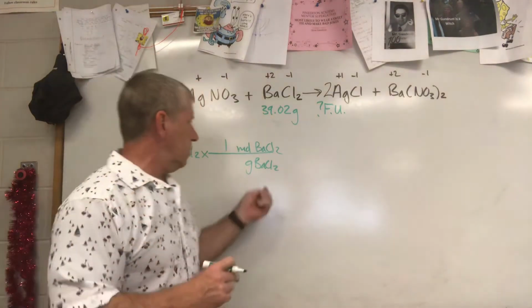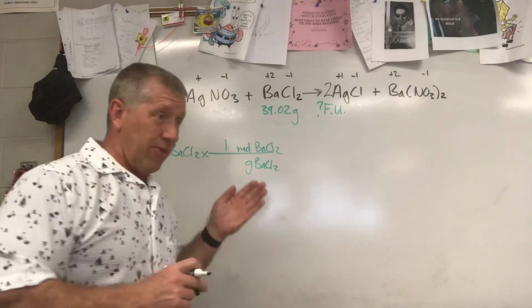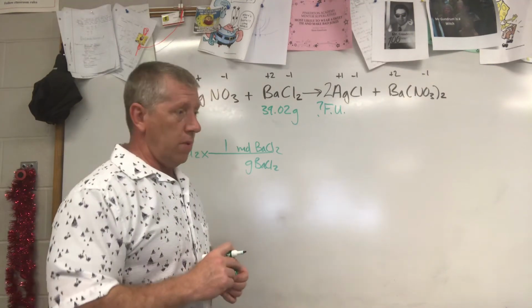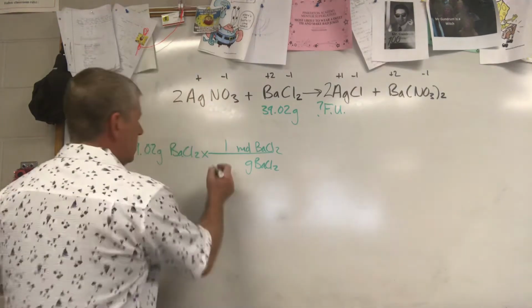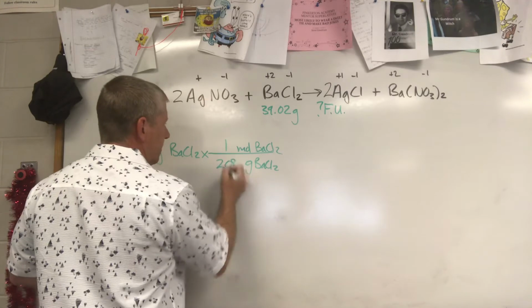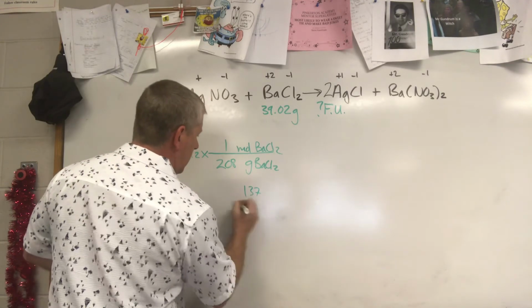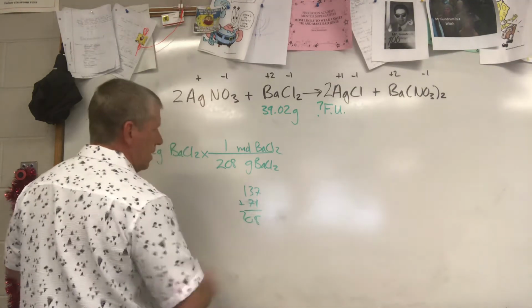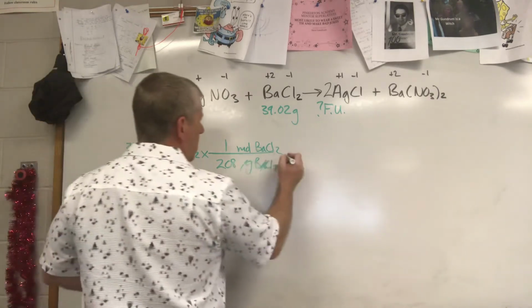71 plus 137. Well, 130 plus 70 would be 200, so 208, right? That should be 208. That's 137 plus 71. Just checking. Yeah, 208. All right, always check.